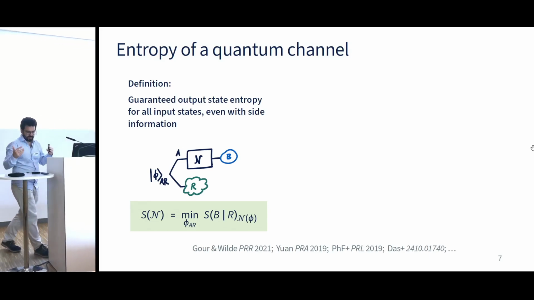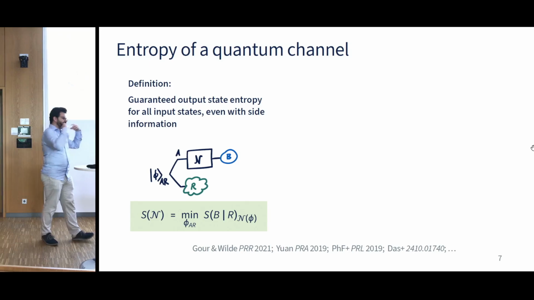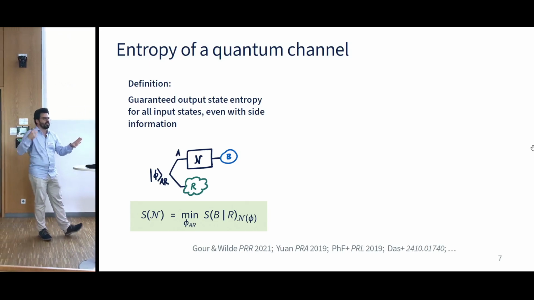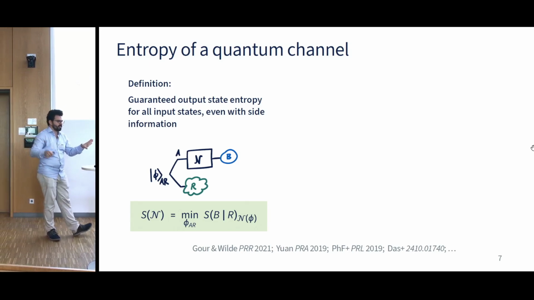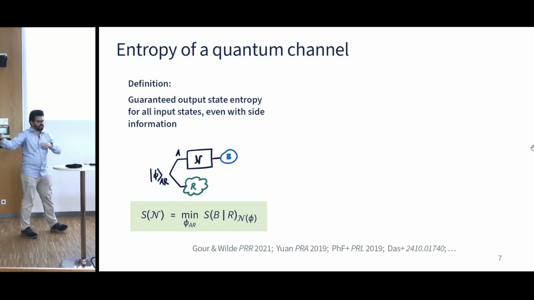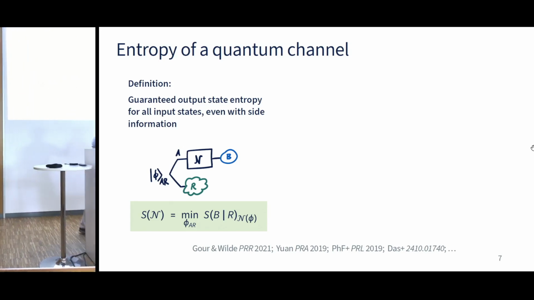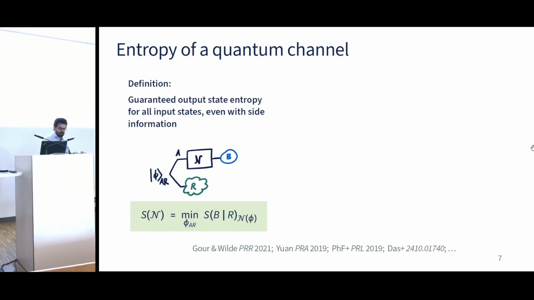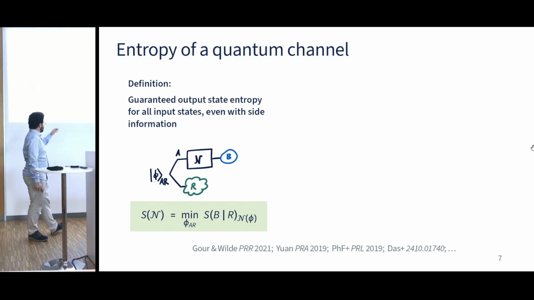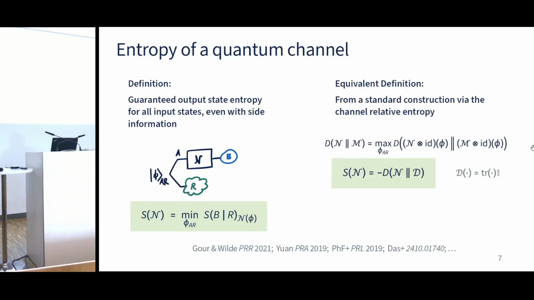We can imagine that a channel that has high entropy should be a channel that is guaranteed to always produce an output state that has high entropy, regardless of the input state that we feed into it. So if I take any input state, and maybe there's even a reference system I'm allowed to keep along, I feed any input state to my channel, I look at the output, and I want the entropy of the output to be high for all input states, even conditioned on some side reference system that we've kept along. There's another definition which is absolutely equivalent.